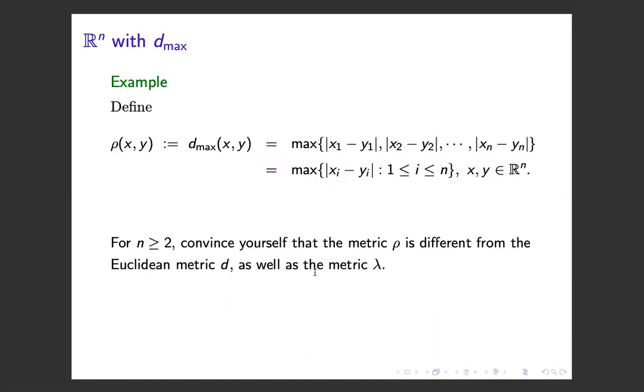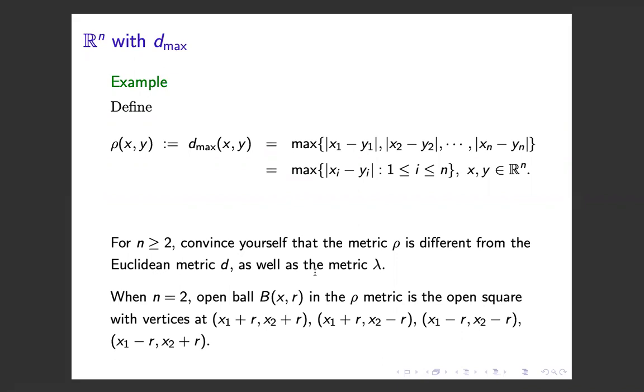And one more metric, which we call d max. You take the coordinates xi and yi, consider the differences |xi - yi|, and take the maximum of these. You can easily verify that this metric d max, which we have denoted by rho, is different from either of the earlier two metrics, that is, the Euclidean metric as well as the metric d1.